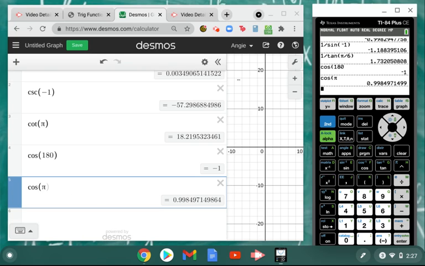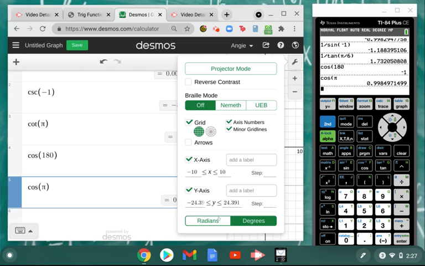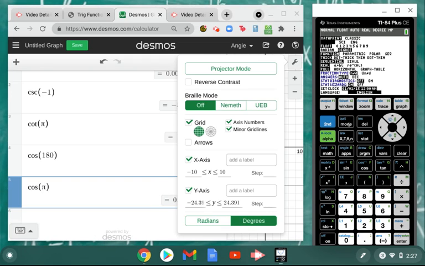So again, in Desmos, you can go ahead and switch between degrees and radians using the wrench, radians and degrees here at the bottom. And in the calculator, you want to go into your mode. So you click on mode and then arrow down to radians and degrees.